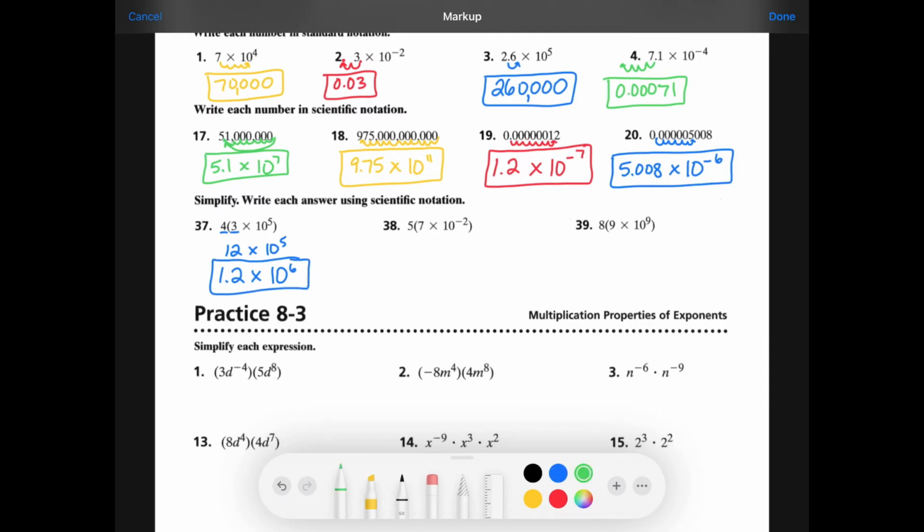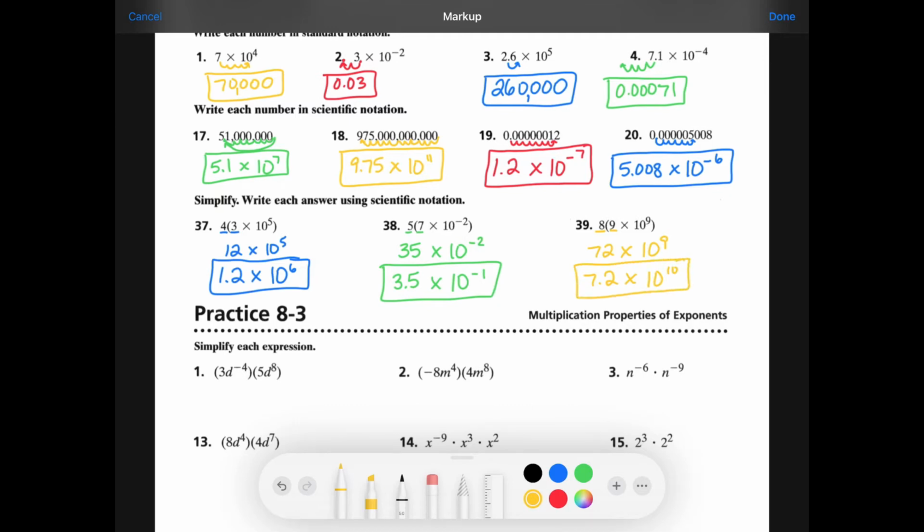Same thing on 38, 5 times 7 is 35 times 10 to the negative 2nd. We have to make the adjustment, we'll make it smaller, 3.5, so make the exponent larger. Larger than negative 2 is negative 1. Be careful with those negatives. 8 times 9, 72 times 10 to the 9th. Make it 7.2 times 10 to the 10th.